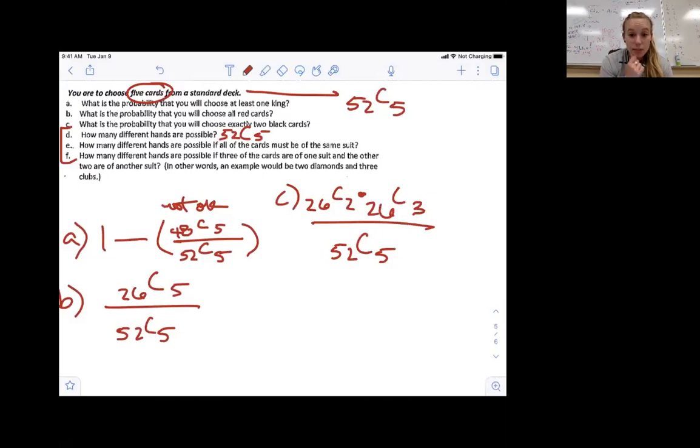How many different hands are possible if all the cards must be the same suit? Okay, well, they all have to be one of the suits. All of the suits have 13 cards, so it's 13 choose 5. That's how many possibilities.